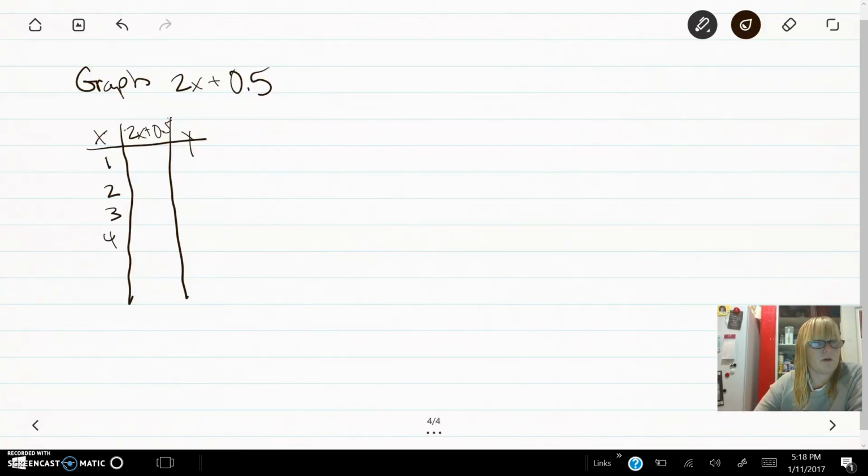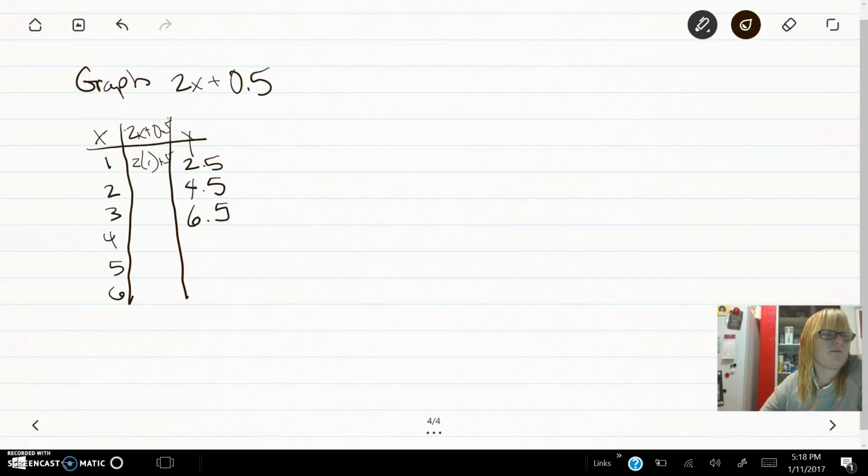All right, so first value for x, actually let's do all the values. 1, 2, 3, 4, 5, 6. So I'm going to go 2 times 1 plus 0.5. So 2 times 1 is 2 plus 0.5, I should have 2.5. 2 times 2 is 4 plus 0.5, I should have 4.5. 3 times 2 is 6, plus 0.5, I should have 6.5. Get the picture? I'm going to have 0.5 ending in all of them. 4 times 2 is 8, so it's 8.5. You can see the pattern. 5 times 2 is 10. Add the 0.5, so it's 10.5. 6 times 2 is 12, so I get 12.5.